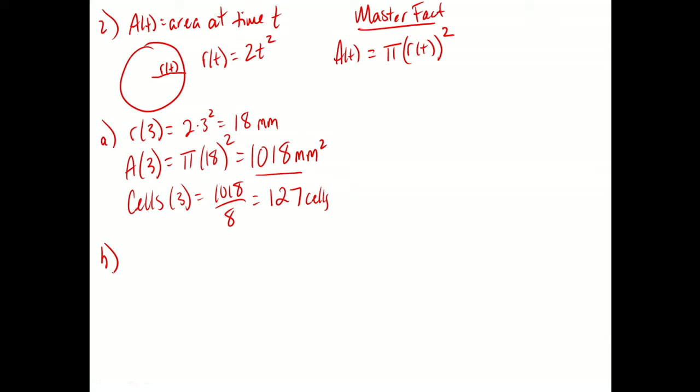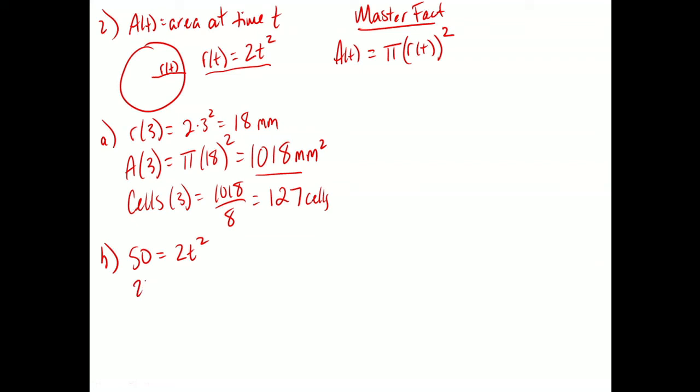Part B says, what are some other things I want to know? I want to know when, so what time, is the radius 50? When is the radius 50? Well, that's the equation of the radius at any time t. So I want to know what t gives 50. Why don't I just plug in 50 for the r and solve for t? That should tell me the time when r would reach 50.